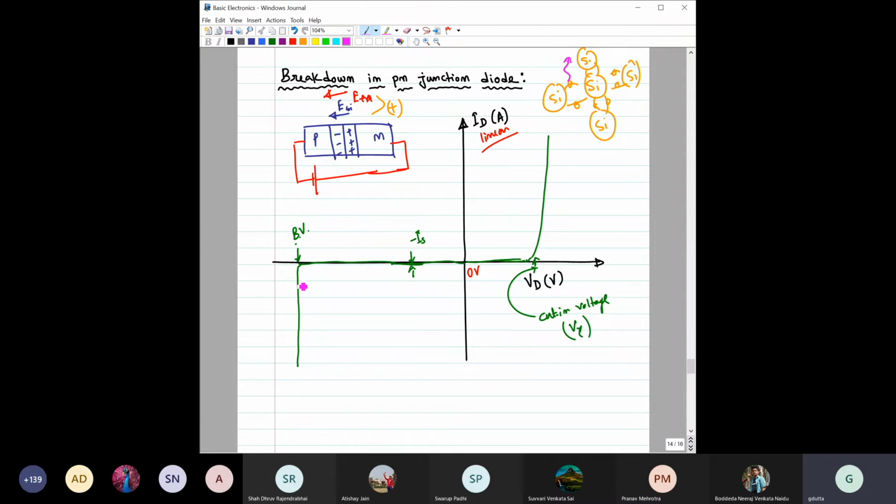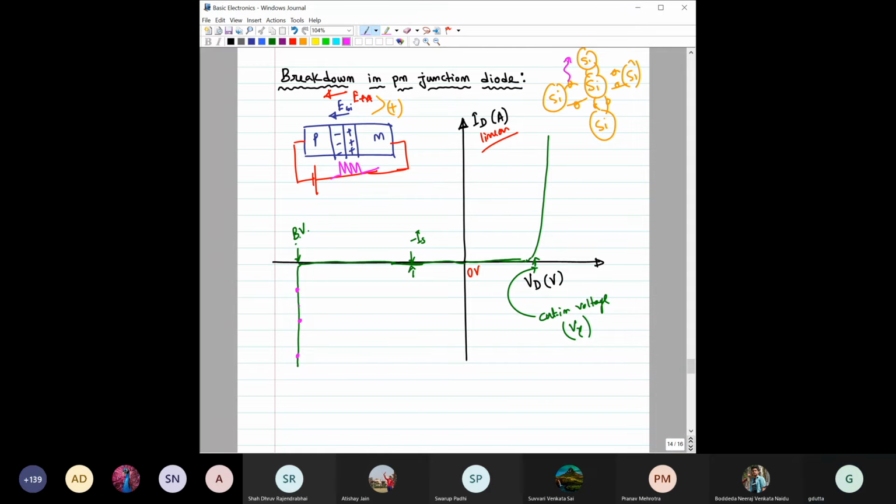Now, what will be the value of this current? Either this much or this much or this much. That depends on the value of resistance that we add in our circuit, right? So by using this resistance, we can limit how much current should flow. Those things we will take up later when we analyze Zener diode circuits. But as of now, you should understand why breakdown should happen in a diode.